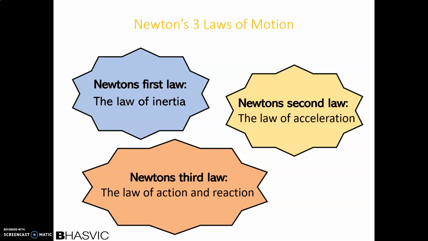Newton's second law is called the law of acceleration. This is because, similarly to the first law, this second law is based around a factor which, for this one, is acceleration. Acceleration is a vector because it has size and direction.